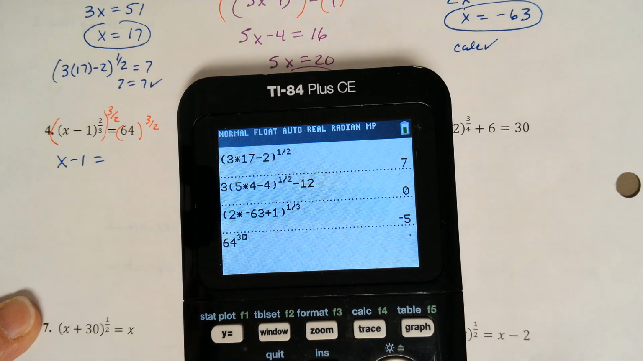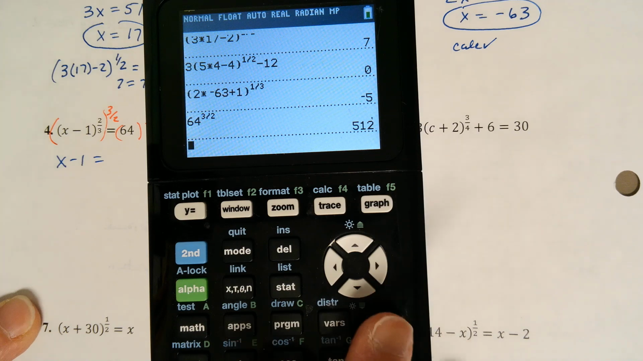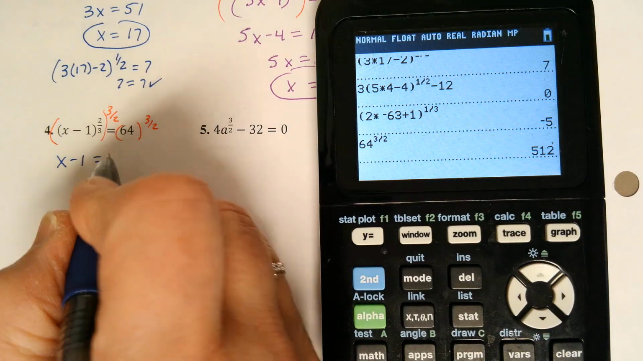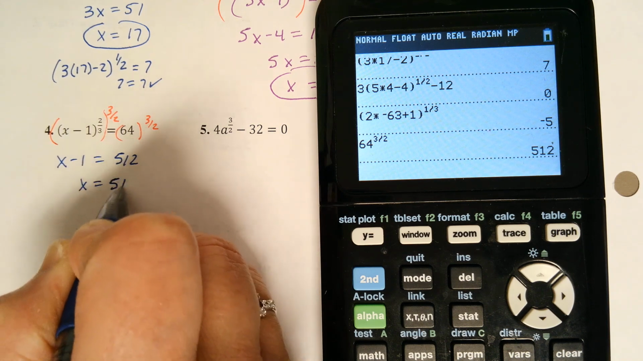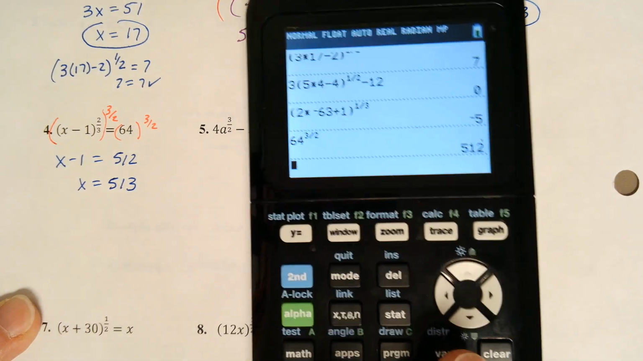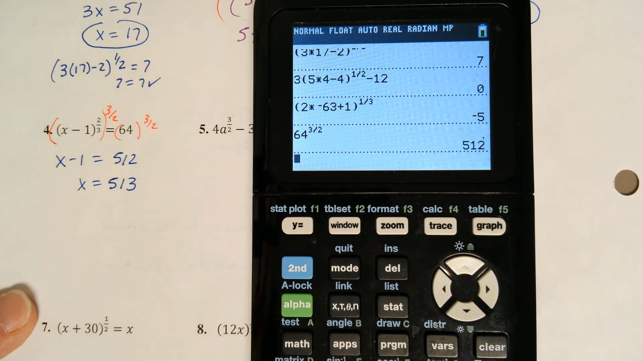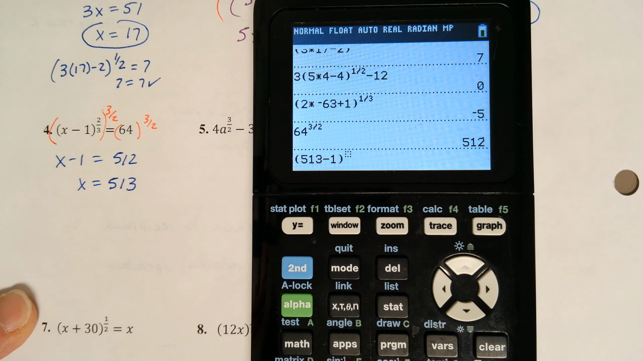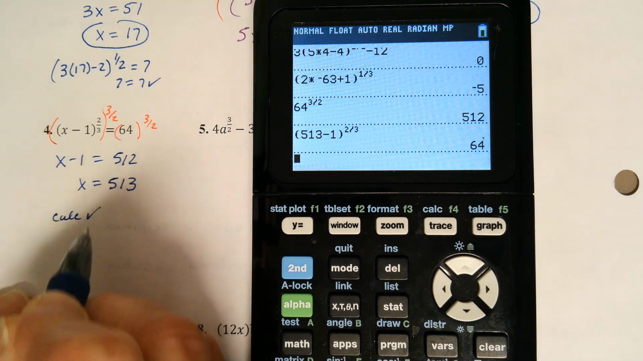64 raised to the 3/2 is 512. That was the same as 8 raised to the power of 3. Add 1, x equals 513. Check. Parentheses, 513 minus 1 raised to the 2/3 is 64. Let's say calc check worked.